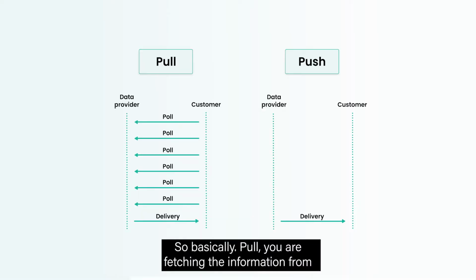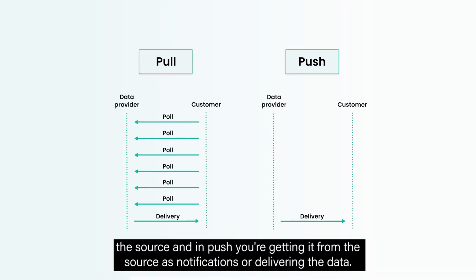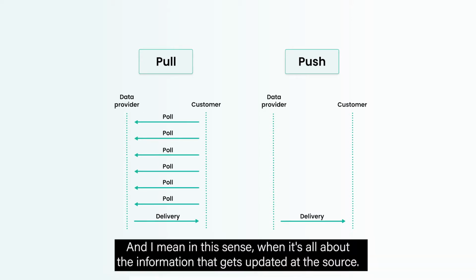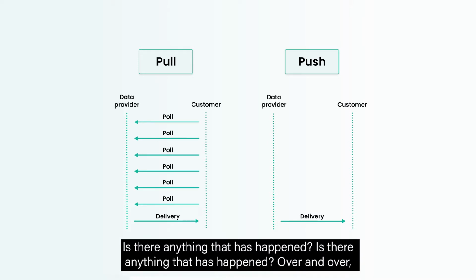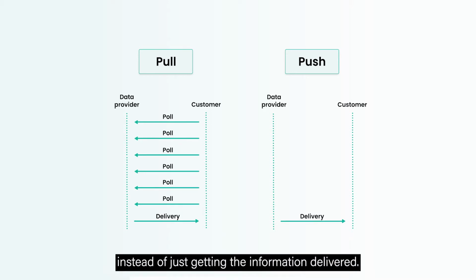So basically, in pull you are fetching the information from the source, and in push you are getting it from the source as notifications or just delivered data. And in this sense, when it's all about information that gets updated at the source, there is really no sense in the customer needing to go fetch it and look, is there anything that has happened? Is there anything that has happened? Over and over, instead of just getting the information delivered.